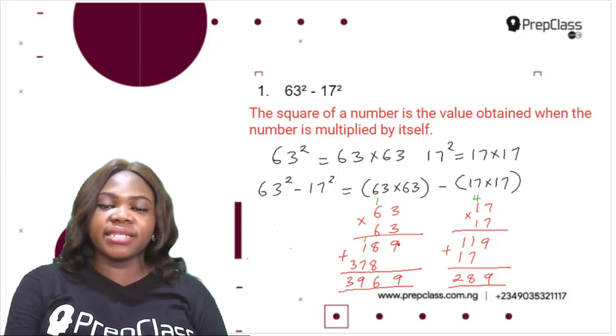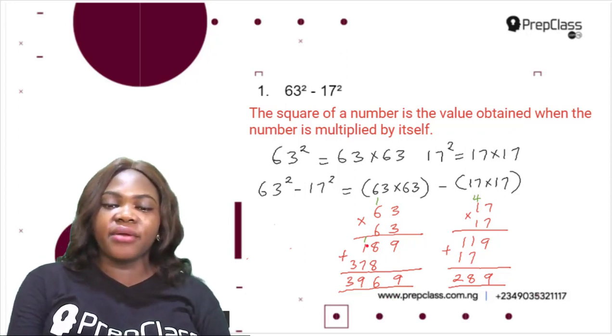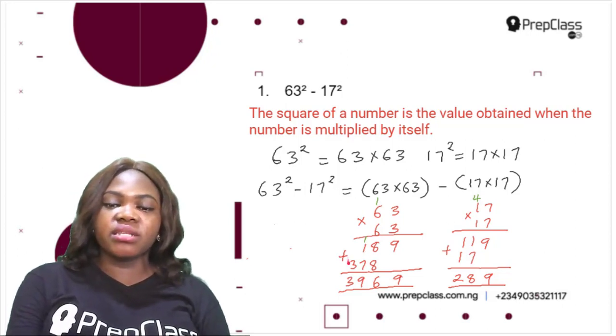So now let's add this together. 9 plus nothing is 9. 8 plus 8 is 16, so write 6, carry 1. 1 plus 1 is 2. 2 plus 7 is 9. Then 3 plus nothing is 3.